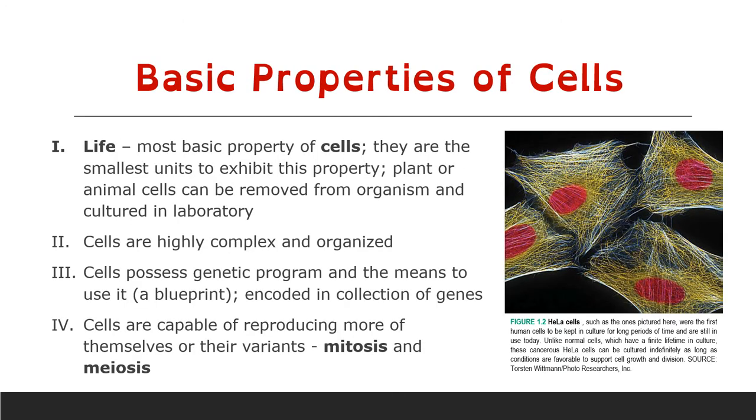So for the basic properties of cells, number one, it has life. Life is the most basic property of cells, and they are the smallest units to exhibit this property. Both plant and animal cells can be removed from an organism and cultured in a laboratory, where they will grow and reproduce for extended periods of time. Apparently, if these cells are mistreated, they can die.